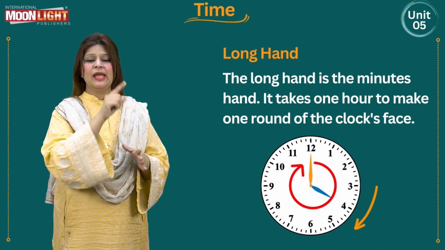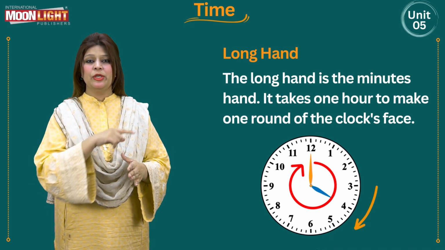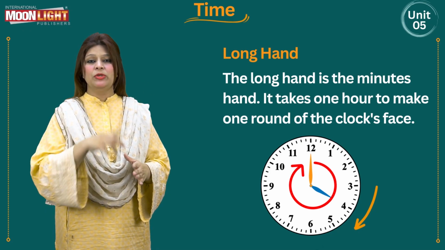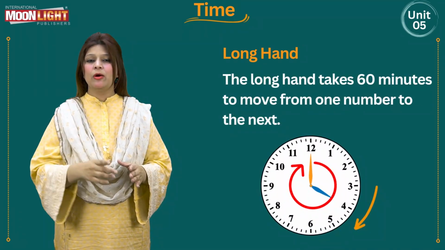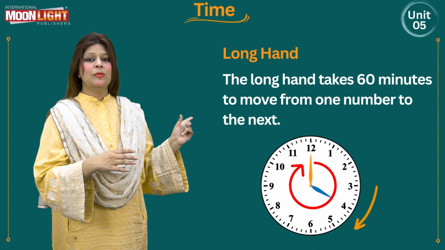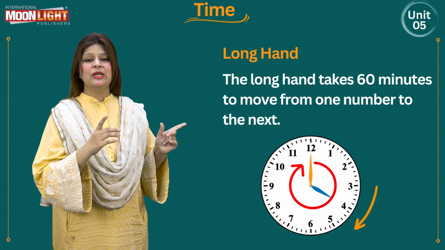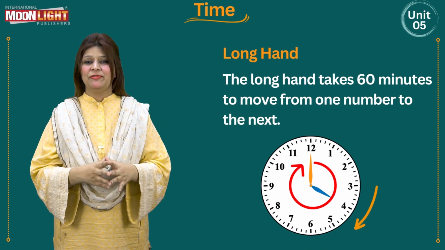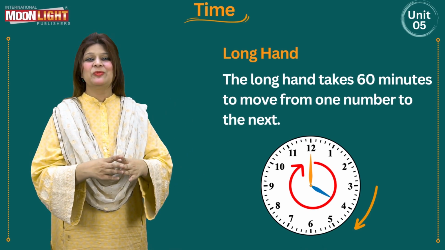When the bigger hand, the long hand, moves and takes one round, after exactly one round, you know what will happen? The hand is going to move and come to 5. This arrow is showing you this movement.